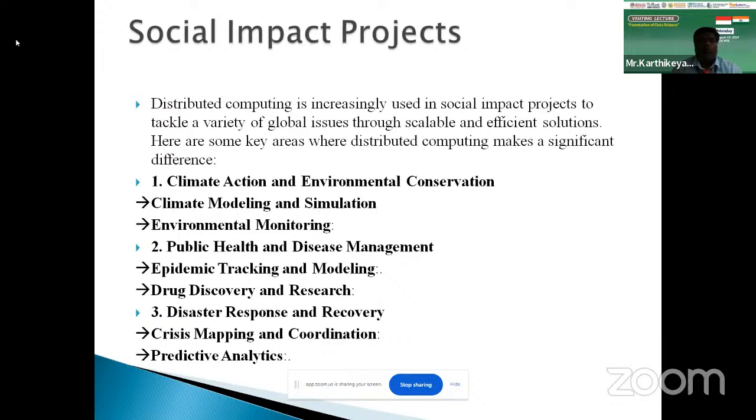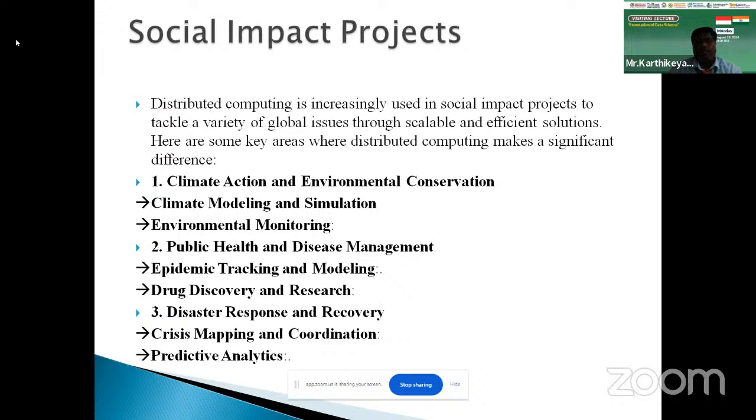And environmental monitoring is nothing but distributed sensor networks and satellite systems that collect and analyze data on deforestation, pollution, and wildlife. For instance, Global Forest Watch uses distributed computing to process data from satellites and ground sensors to monitor and combat deforestation.